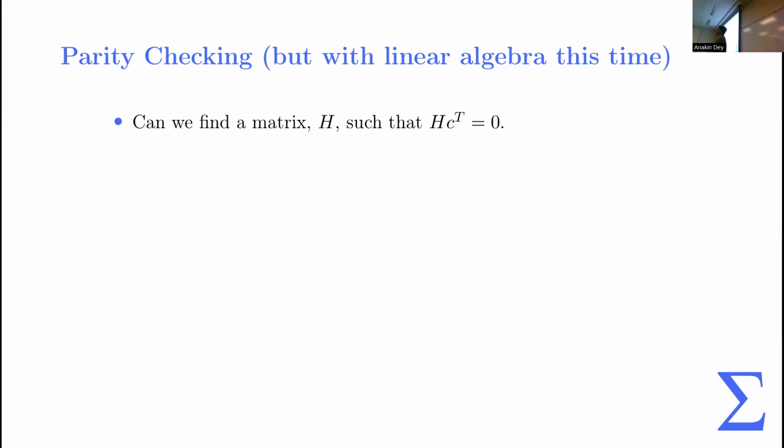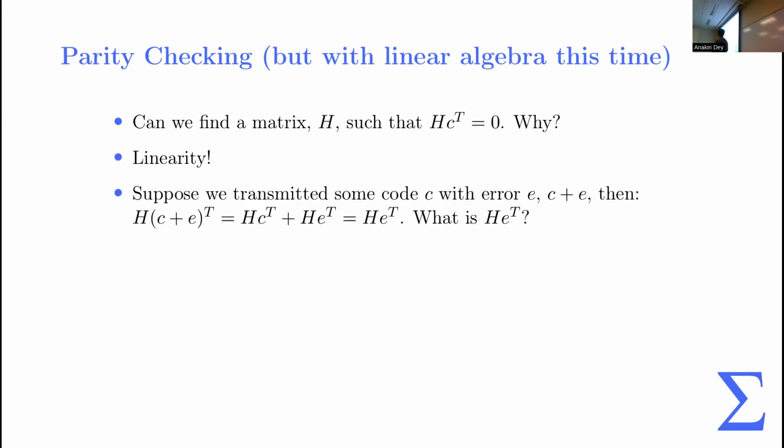Okay. Now we want to do something else. We want to be doing parity checking, but with linear algebra, as opposed to sort of doing it by hand. So we want to find a matrix H such that HC transpose is 0, where C is some code word in our space. Why do we want to do that? The reason is because linearity gives us really nice properties. If we introduce an error into our code, so rather than sending over our code, we're sending over our code plus some error, if HC transpose is 0, then when we multiply H by the C plus E term, we get HC transpose plus HE transpose, and C transpose just goes away. It's 0.